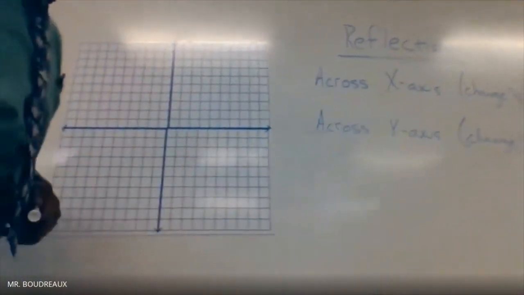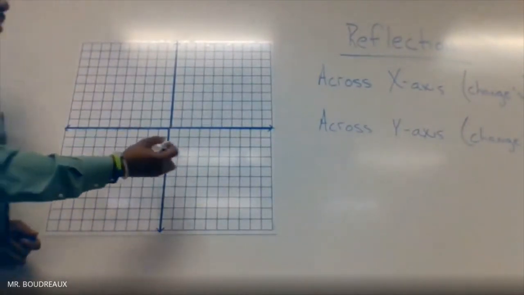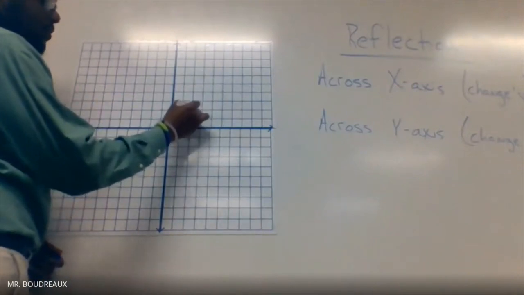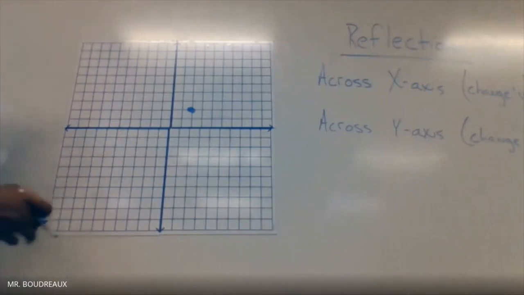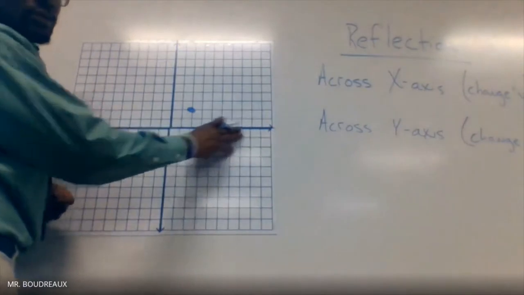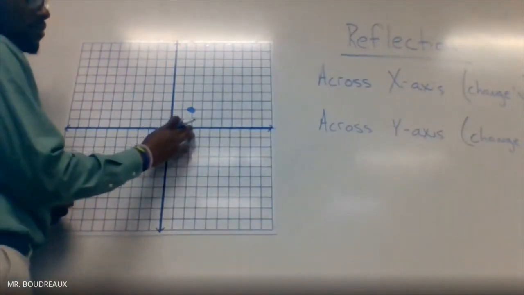Now let me show you what it looks like on the graph paper. So let's say I have 0, 0, that's my origin, but I'm going to put a point right here. Let's put a point right here, and I'm going to say, let's reflect it across the x-axis. This is the x-axis, so I'm going to reflect it across this. This point is 2, 2.